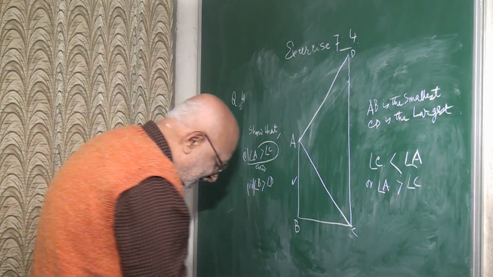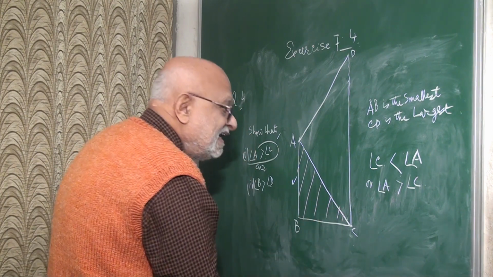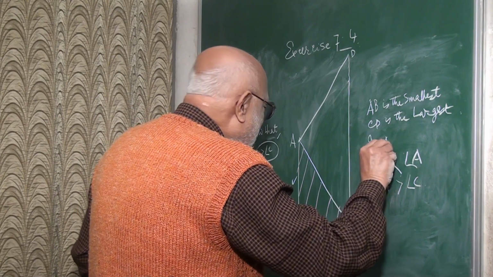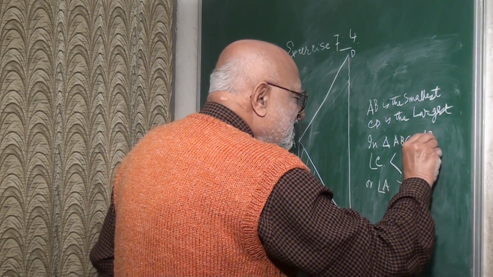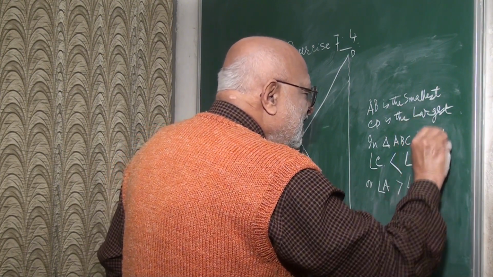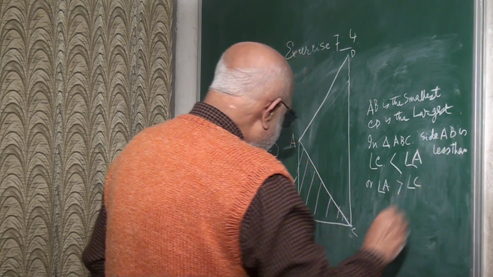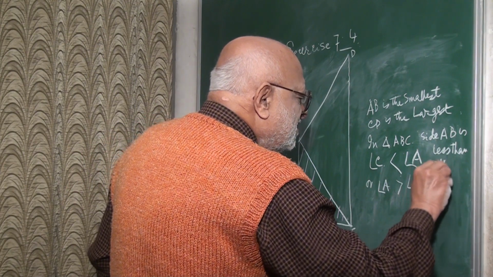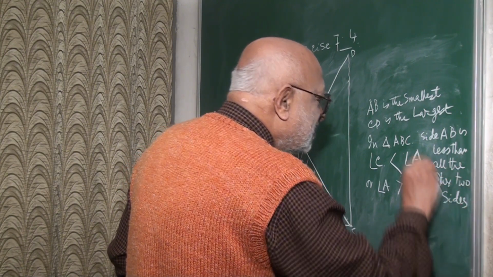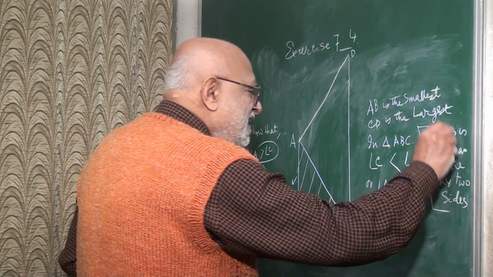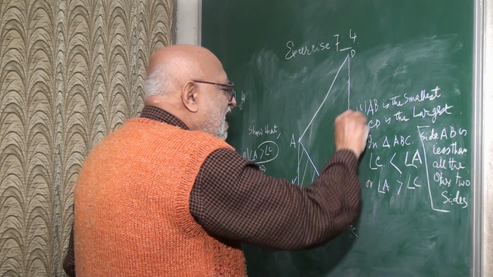So I have taken care of this particular triangle ABC. So in triangle ABC, side AB is less than all the other two sides, because it's given.